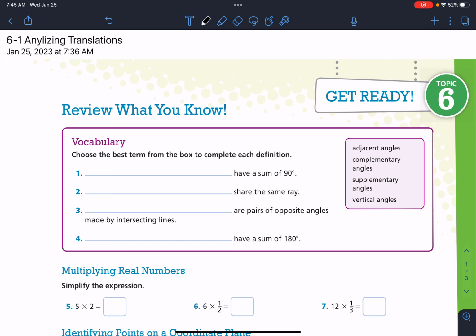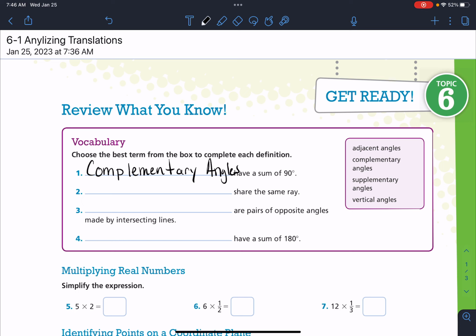It says choose the best term from the box to complete each definition. So blank has a sum of 90. There's a certain type of angles, or two certain type of angles, that whenever you add them and they have a sum of 90, they have a special name. And here we got a word bank, and for the sum of 90, it actually comes out to be complementary angles. Okay, and I try to think of that as complementary.